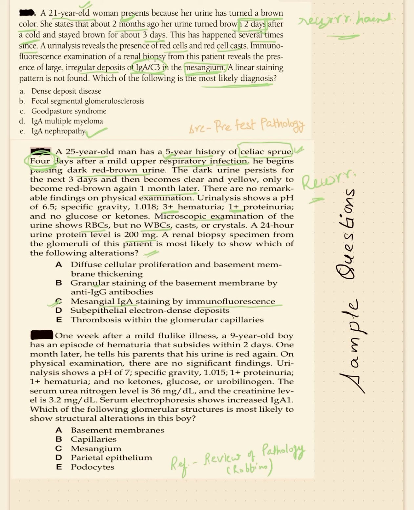Again, subepithelial deposits are seen in PSGN. So not the answer. Then thrombosis within the glomerular capillaries can be seen in hemolytic uremic syndrome. So again, not the answer. So the answer is C.